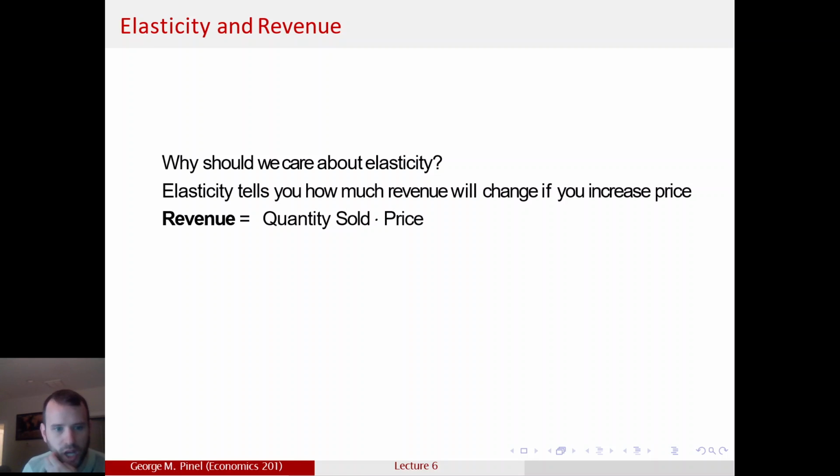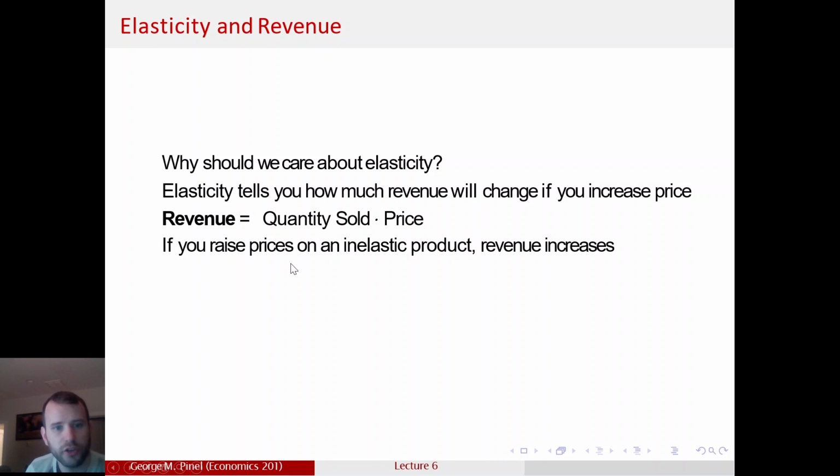Okay, but seeing as we don't have costs in this, and you can't see cost immediately, we can see revenue on the supply and demand function. Okay, so if you raise prices on an inelastic product, your revenue is going to increase, and let me show you why.